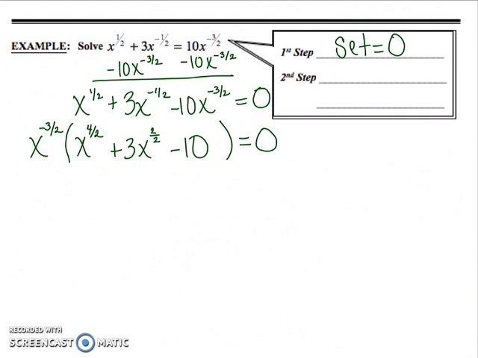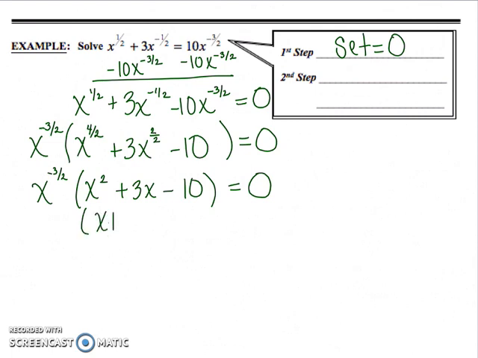Well, look at our exponents now inside the parentheses. 4/2, that's just x squared, and 2/2, that's just x to the first power. So we have x to the negative 3/2 as our GCF, and then inside the parentheses we have x squared plus 3x minus 10. So on this problem, we did not do a substitution like we did on the previous one. We just factored out a GCF and we made it into a quadratic equation. So now our trinomial inside the parentheses, that's an easy factor. Two numbers that multiply to make negative 10 and add to make positive 3. That's going to be x plus 5 times x minus 2. And then we still have our GCF there of x to the negative 3/2 power.